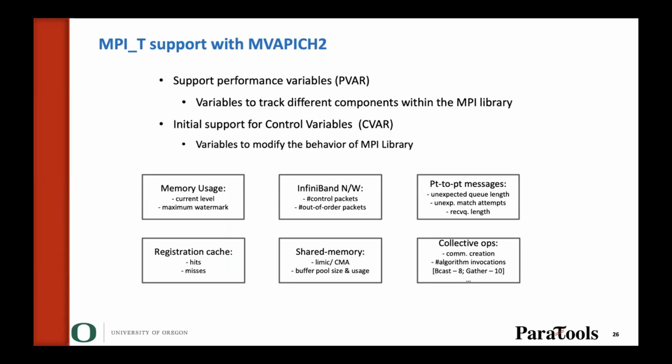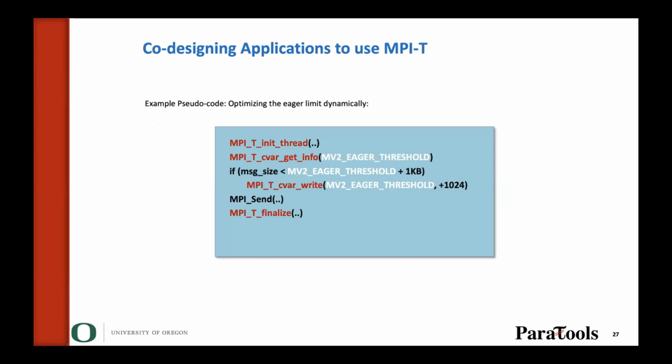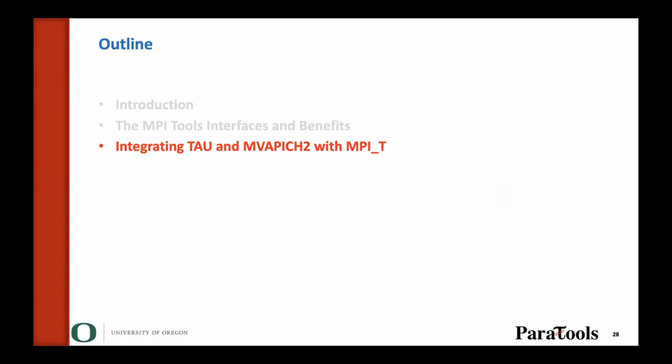But with MPI-T support, we can look at performance variables to track the inner workings of the MPI runtime and also control the different aspects of the MPI library using the control variables, or CVARs. They are variables for memory usage, InfiniBand, network, registration cache, shared memory, point-to-point messages, and even collective operations. So you can change the algorithm used inside MPI. And this is how you typically use the MPI tools interface. And this is done inside Tau, so you don't need to do this programmatically.